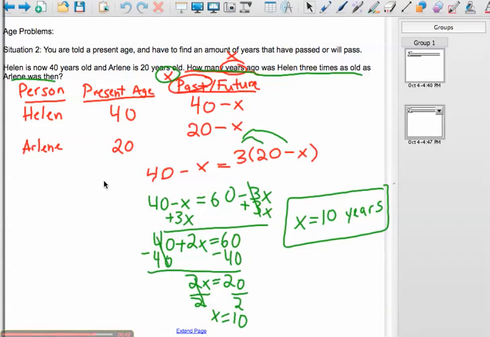When you come in tomorrow, if you feel comfortable, you will do practice based on your confidence level. Okay, so remember the 2 situations. You're either finding a present age, or you're finding an amount of years that have passed or will pass. The table is the same. The methods are only slightly different.